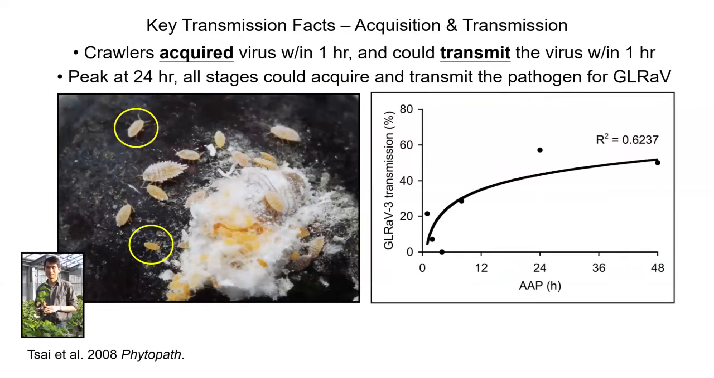One of the most important aspects of vector biology in terms of transmission is the crawlers. This work was done with the grape mealybug, but it's the same for most of the mealybug species. The crawlers could acquire the virus, feeding on an infected vine, pick up the pathogen within 1 hour, and then transmit the virus within 1 hour. In our study, there was a peak at 24 hours. Crawlers were the most efficient, but all of the mealybug stages could acquire and transmit the pathogen for leafroll.